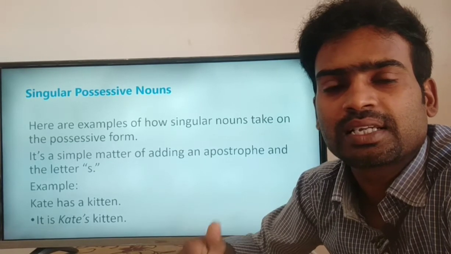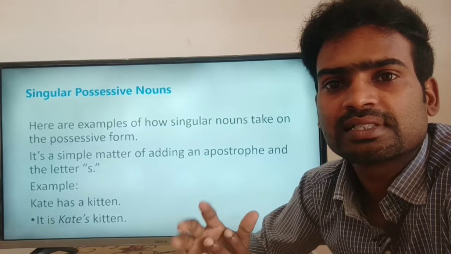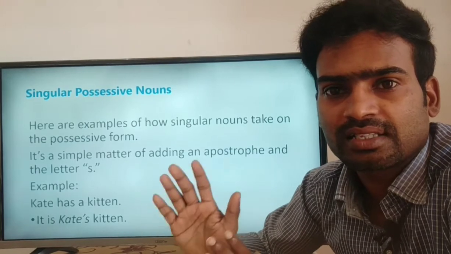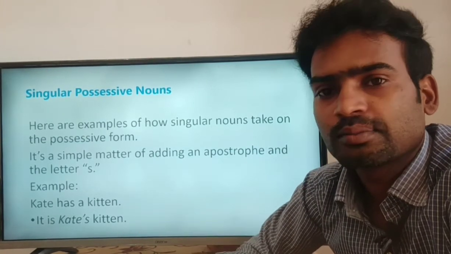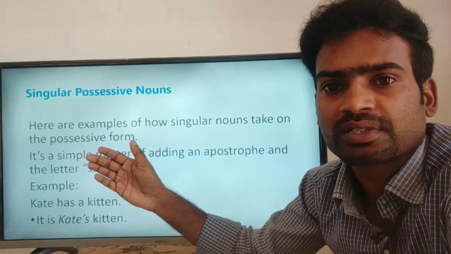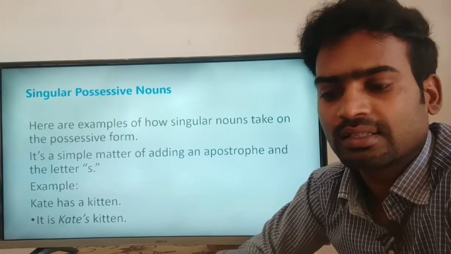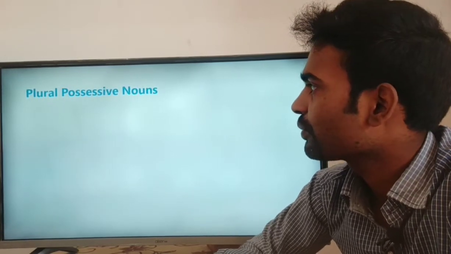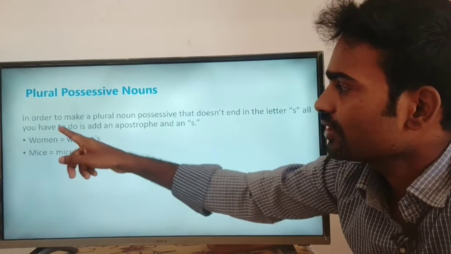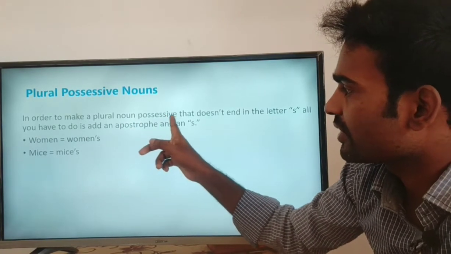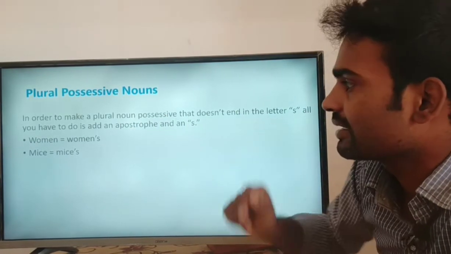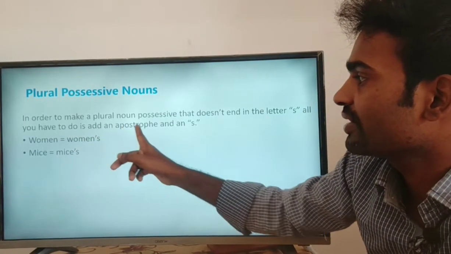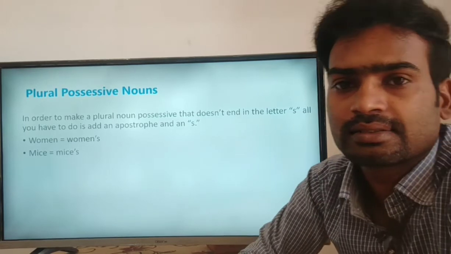This is simple. So we will see some more examples in detail in coming slides. But now first understand the rule. Then let's see the plural. We have seen the singular possessive form, and now let's see the plural possessive form. Yes, dear children. Plural possessive form. In order to make a plural noun possessive that does not end in the letter S, all you have to do is add an apostrophe and an S.